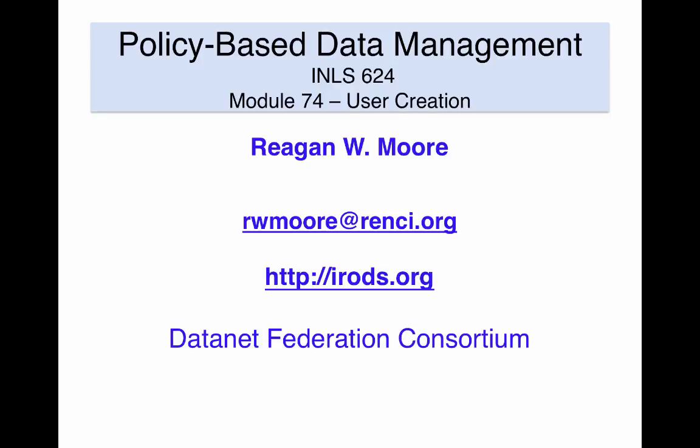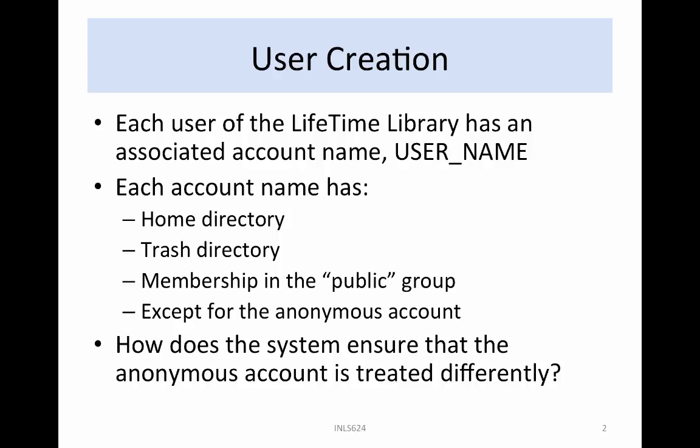Access controls are specified as a relationship between a username and a digital entity within the data grid, file collection storage system. This requires that every person who accesses the data grid should have a username. Each user of the lifetime library has an associated account name, username. Each account name has a home directory, a trash directory, and membership in the public group.